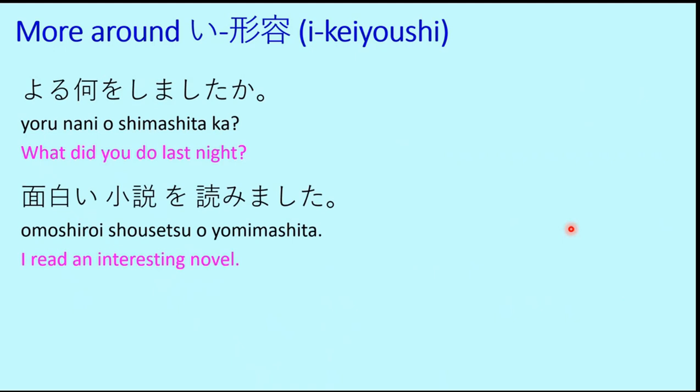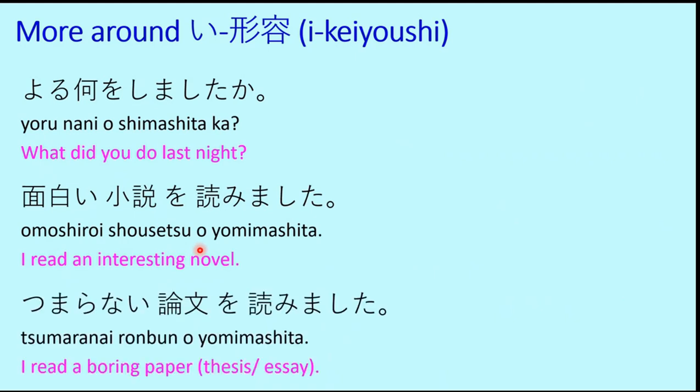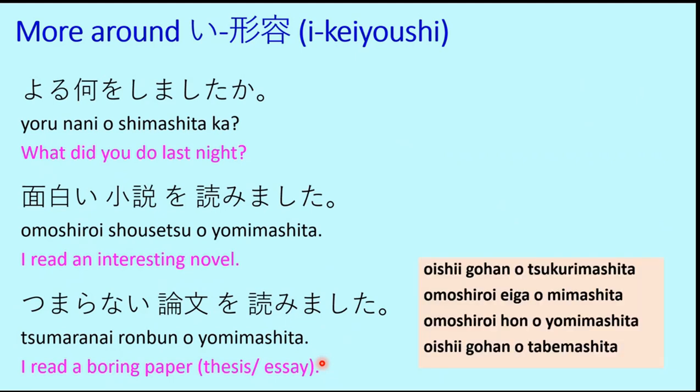Omoshiroi shoshetsu yomimashita. I read an interesting novel. So this is the adjective here. Omoshiroi, and shoshetsu means novel. Tsumaranai ronbun o yomimashita. So tsumaranai is the antonym or the opposite of omoshiroi, which means boring. So omoshiroi is interesting. Tsumaranai is the antonym, which is boring. And ronbun means a research paper or a thesis. It may be an essay. So something related to research work. Tsumaranai ronbun o yomimashita. I read a boring paper. So again, you can practice this using these examples.